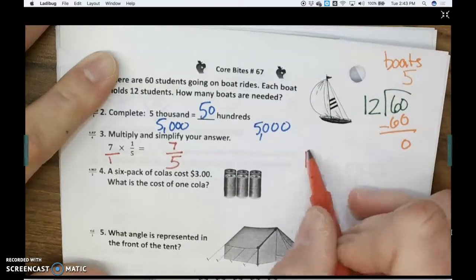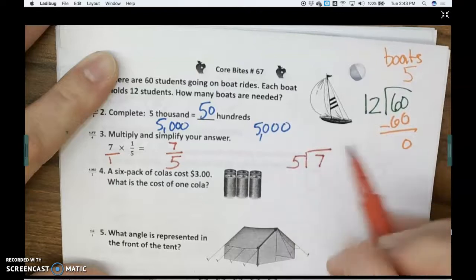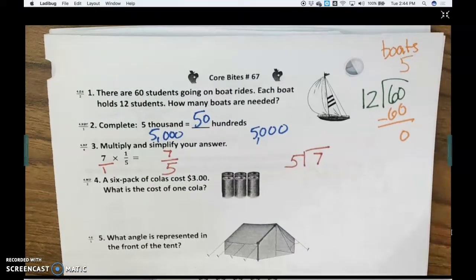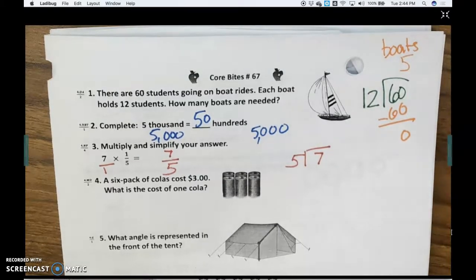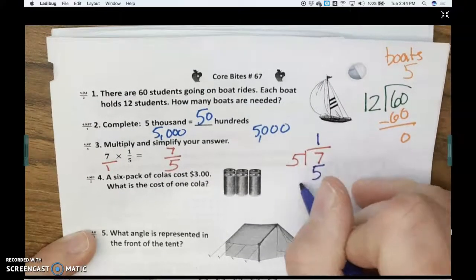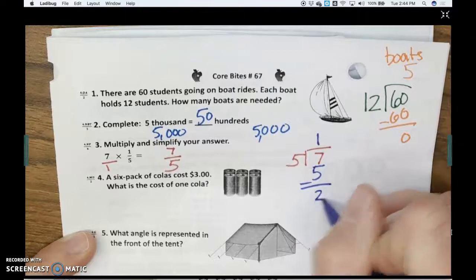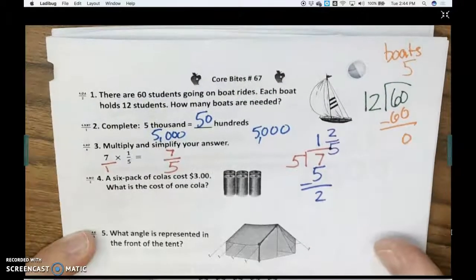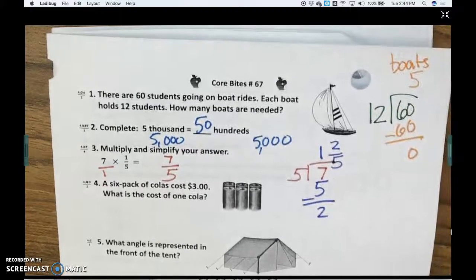So if you divide 7 by 5, you put the numerator on the inside. So you say, okay, 5 times what would give us close to 7, but not over. So you say 1, and then 5 times 1 is 5. 7 minus 5 is 2. So that would be your remainder. So your answer would be 1 2/5 as a fraction.